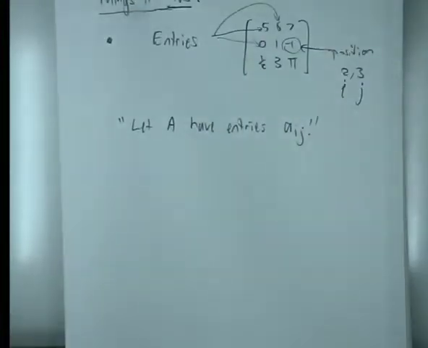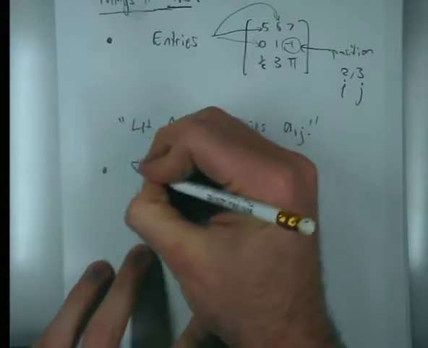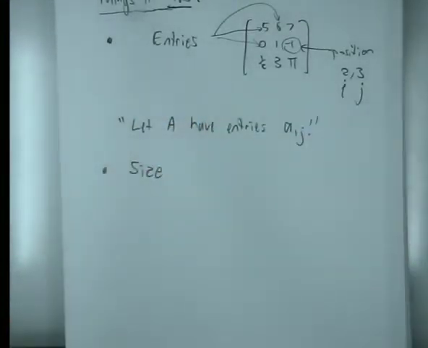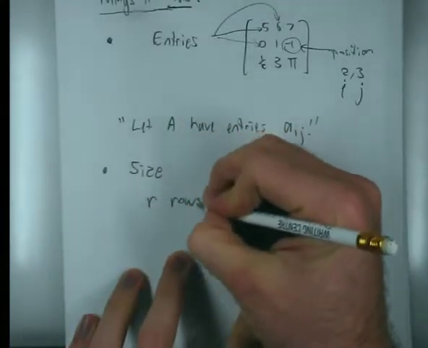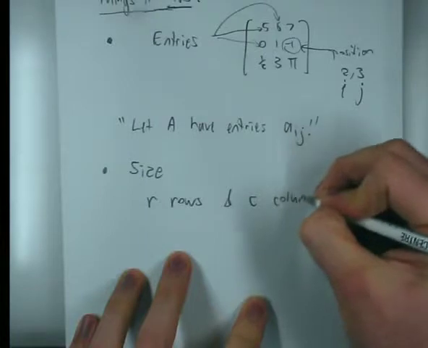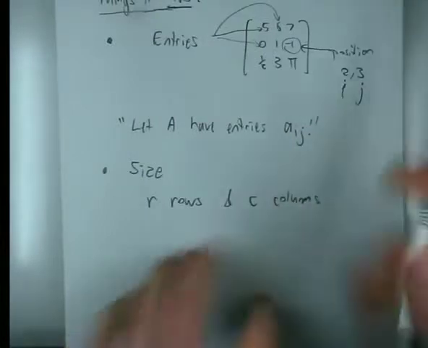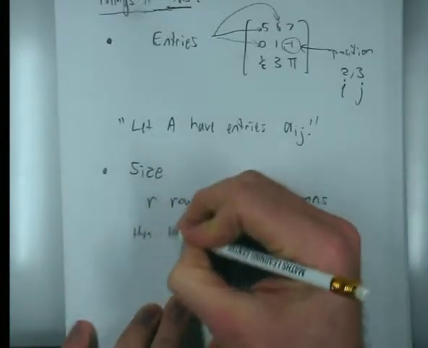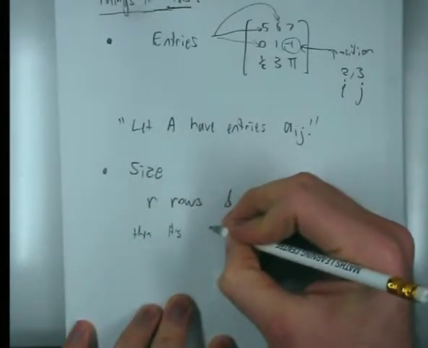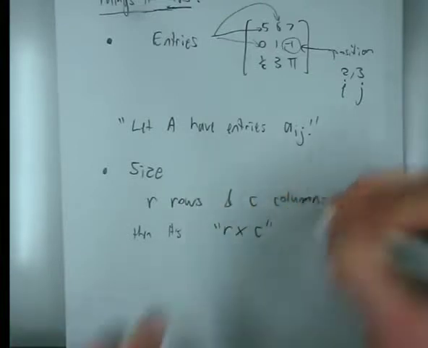Just looking through. Oh, it has a size. Matrices have sizes. Okay, we can talk about the size of a matrix, and we list how many rows it has and how many columns it has. So if it has R rows and C columns, then R by C. Okay, that's the size.